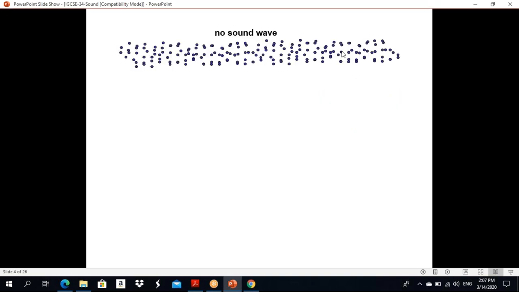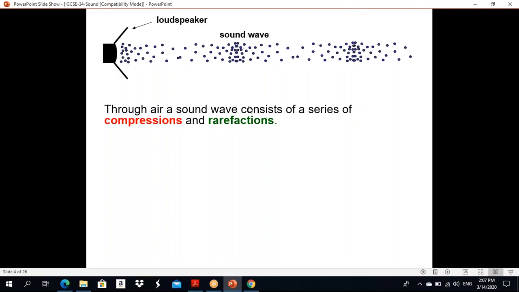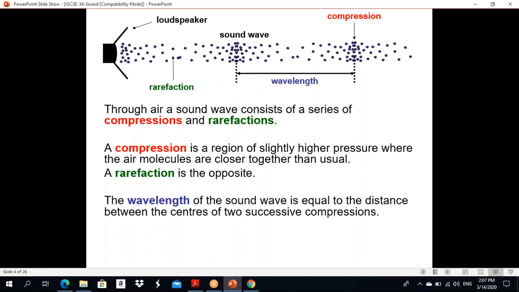Now look at this picture. No sound wave, there is no sound wave, okay? But for the second picture, see? In this picture, you see that there are rarefactions and compressions. Rarefactions are this part, and compressions are this part, okay? Compressions and rarefactions. The wavelength of a sound wave is equal to the distance between the centers of two successive compressions, okay?